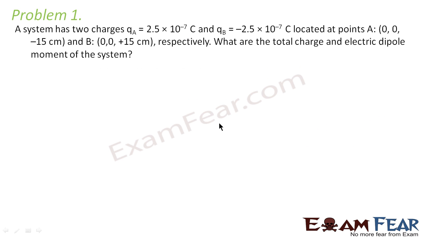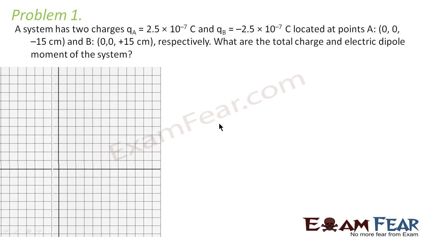So let us look at problem 1. It states that a system has two charges QA and QB located at points A and B respectively. So let us plot these 2 points on the graph. It says that there is a point A at 0, 0, minus 15. So x is 0. So let us plot this as x-axis. Let us say this is my z-axis. And let us say this is my y-axis. And this is the origin.